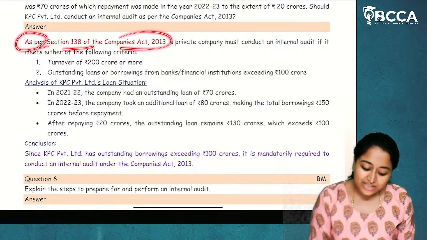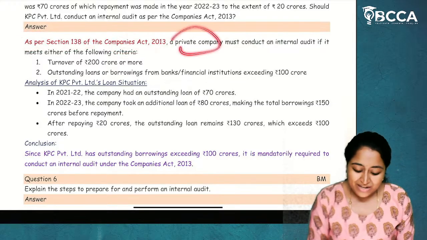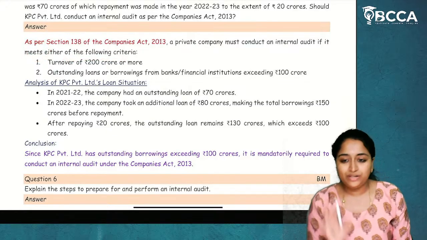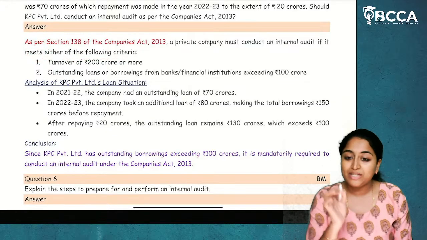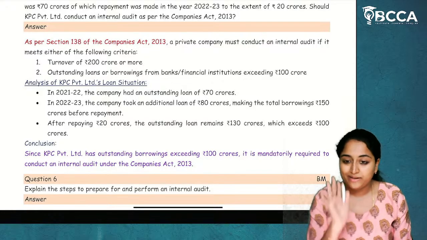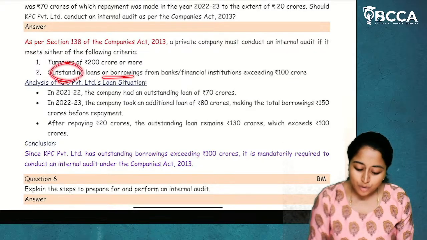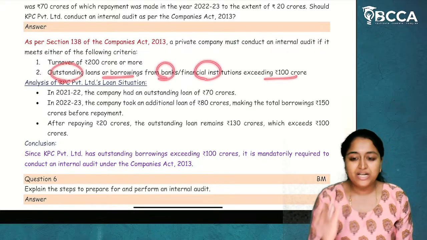As per section 138 of Companies Act 2013, a private company must conduct an internal audit if it meets either of the following criteria. Any one, you have to mention that clearly, any one of the following criteria. Turnover of 200 crores or more, outstanding loans or borrowings from banks, financial institutions exceeding 100 crores.